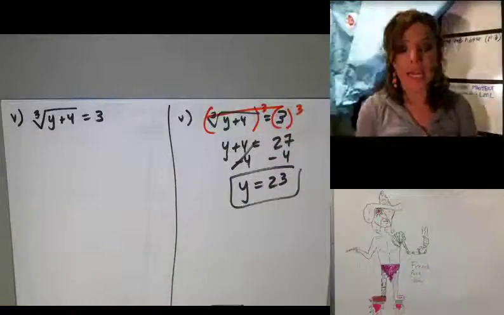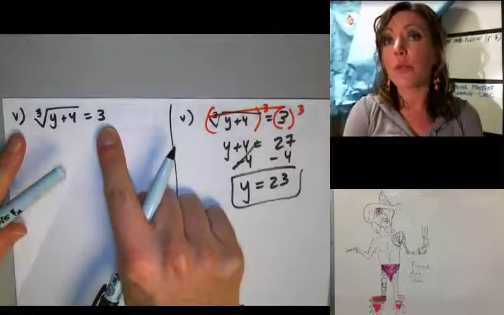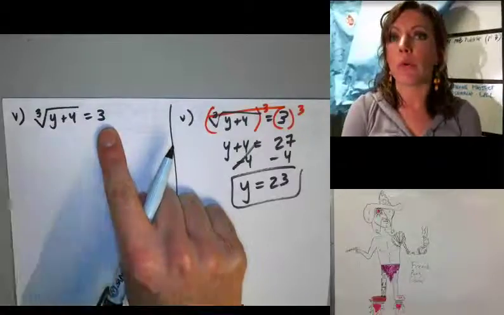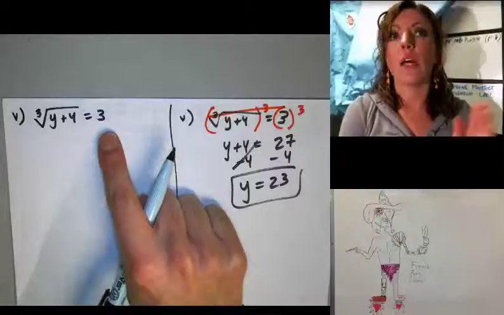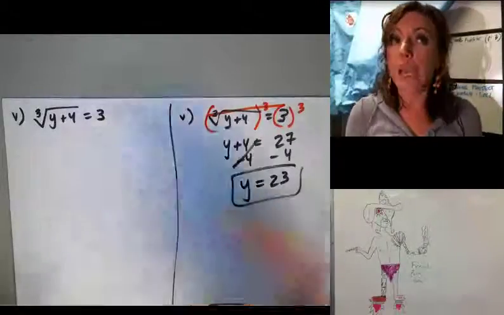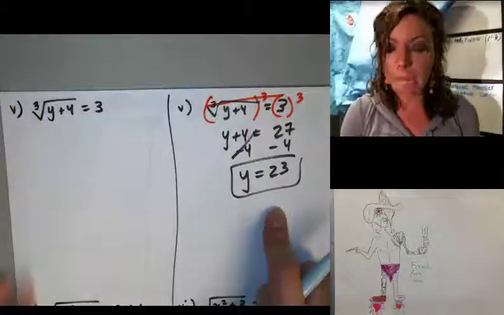Now, can you have equals to a negative number when you're taking a cubic root? Yes. We can't when you have a square root. What about a cubic root? That's good. A negative times a negative times a negative is another negative. So it can work when you are dealing with odd level roots. Okay?